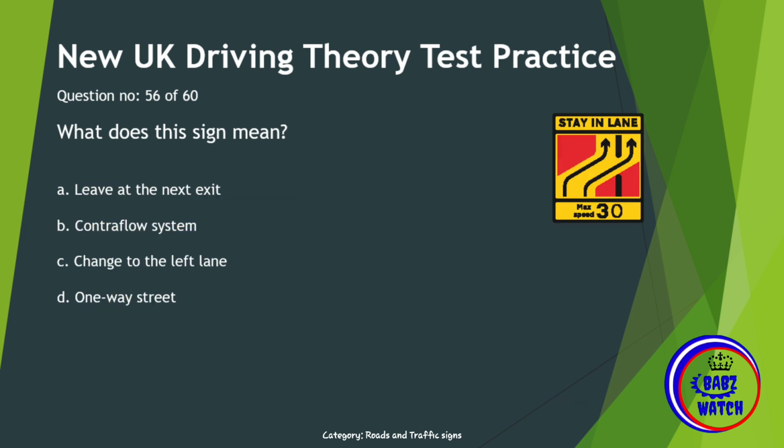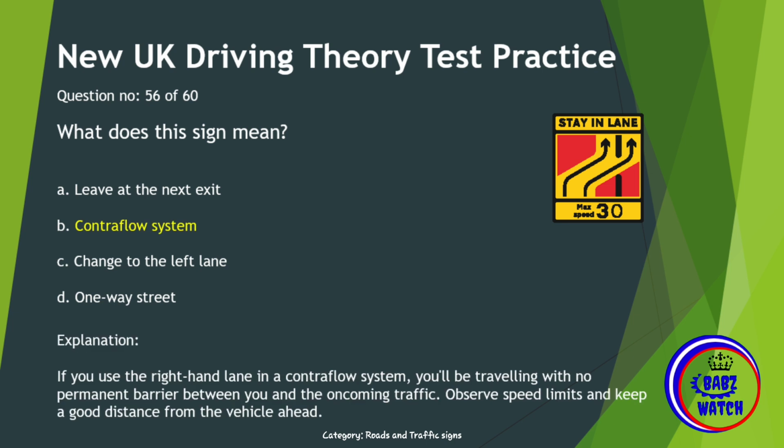Question 56 of 60. What does this sign mean? A. Leave at the next exit. B. Contraflow system. C. Change to the left lane. D. One-way street. The correct answer is B. Contraflow system. Explanation: if you use the right-hand lane in a contraflow system, you'll be traveling with no permanent barrier between you and the oncoming traffic. Observe speed limits and keep a good distance from the vehicle ahead.